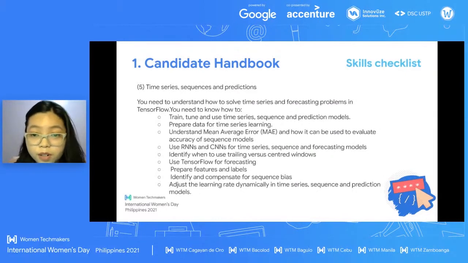So you also have time series, like the RNN, CNNs, and of course the error, the mean average error, and how it can be used to evaluate accuracy. These things that I'm talking about, the skills checklist, you can find in the document.